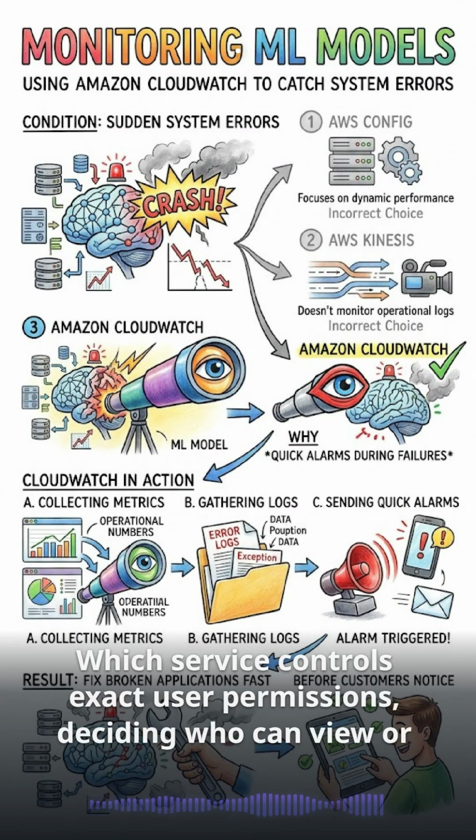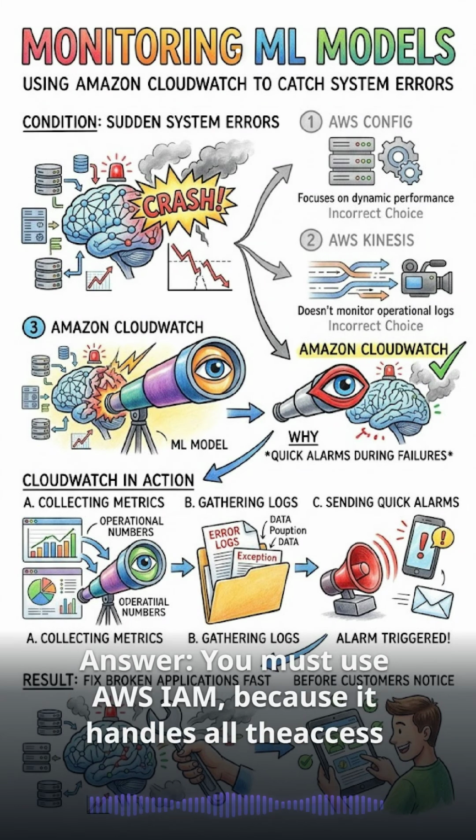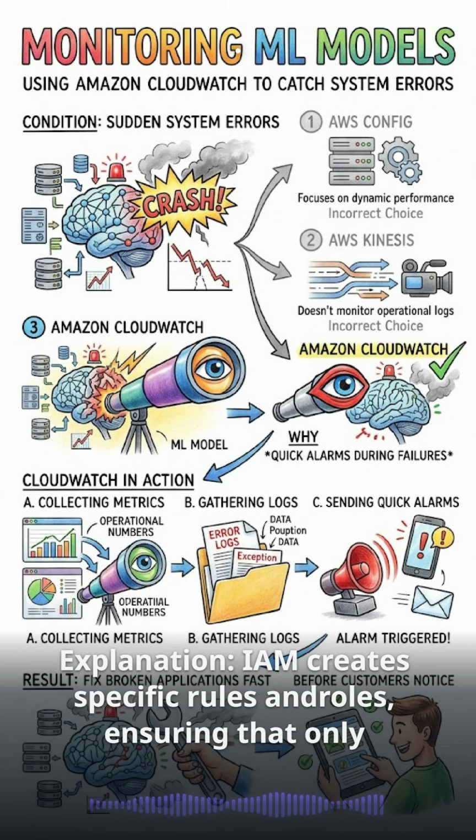13. Which service controls exact user permissions, deciding who can view or edit your AWS cloud resources? You must use AWS IAM, because it handles all the access rules for your cloud workers. IAM creates specific rules and roles, ensuring that only approved users can touch your important projects.